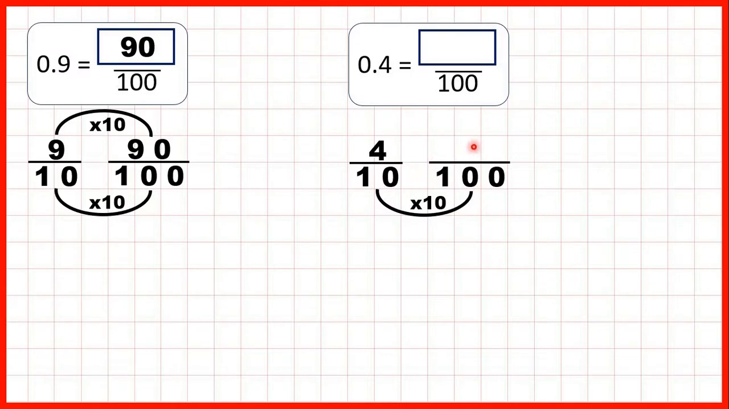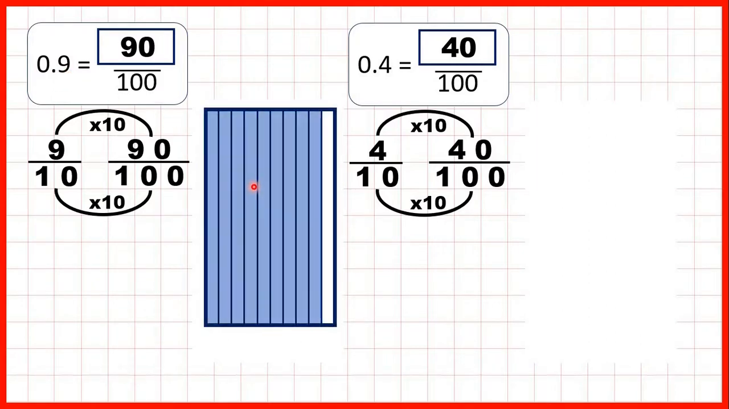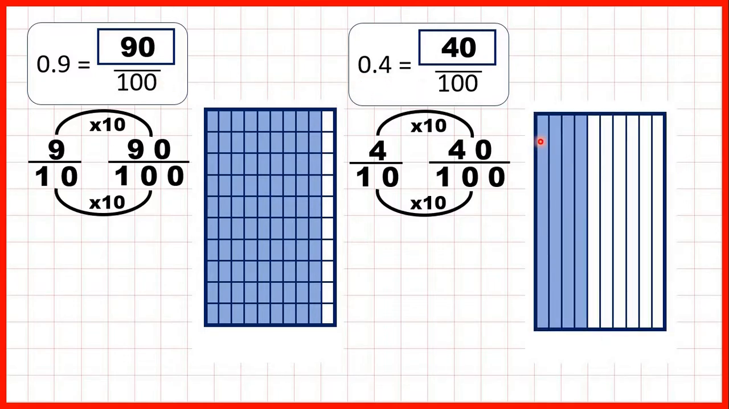So, to get our numerator, we need to multiply 4 by 10, and that gives us 40. To show what we were doing here, we had 0.9, which is 9/10. But if we take our fraction bar and instead split it into 100 pieces, we have 90 hundredths. And with 0.4, we have 4/10, but if we split the fraction bar into 100 pieces, we have 40 hundredths.